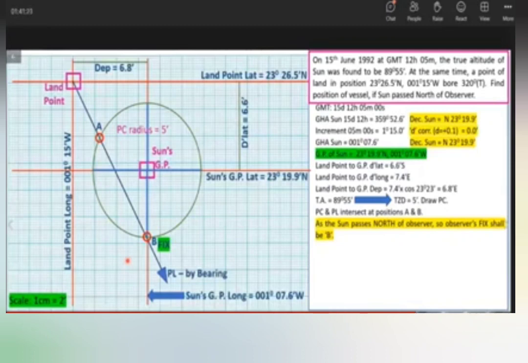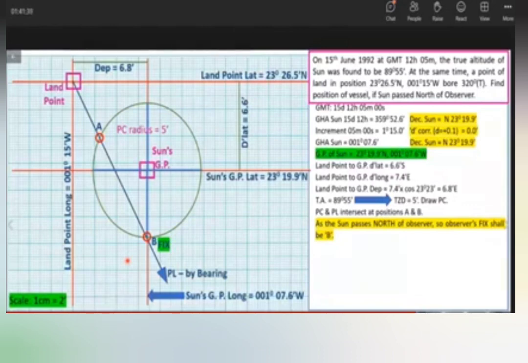Sir, one more doubt. बोलो जी. GP of sun का longitude, sir, West कैसे आ गया? How does it come West? बेटा, आप एक बार उसकी वीडियो देखना, क्लियर हो जाएगा. मैं वैसे अभी ब्रीफली बता देता हूं.